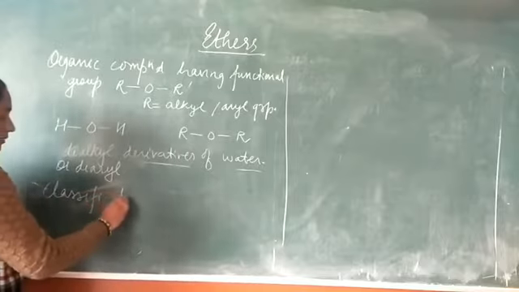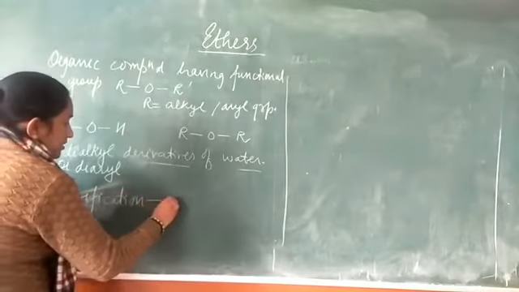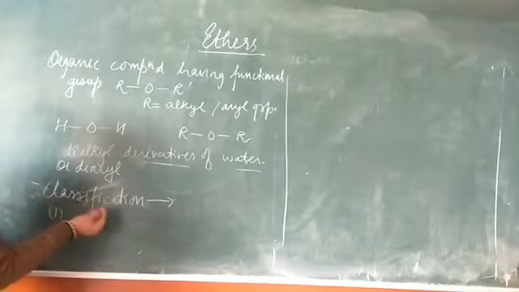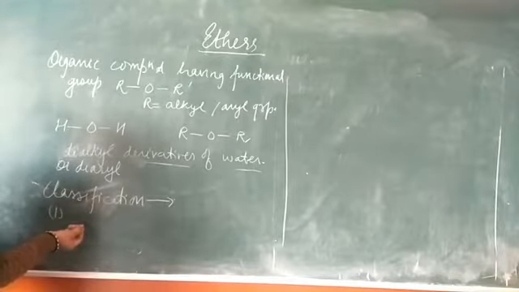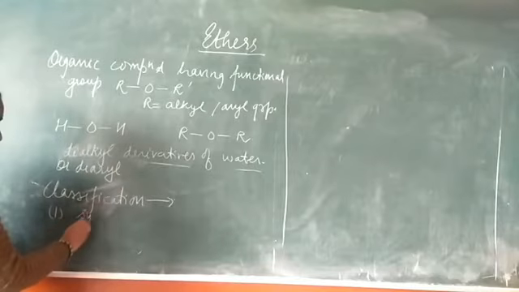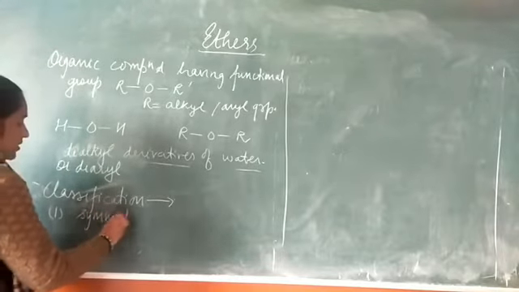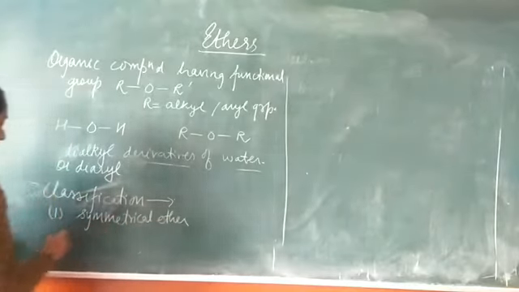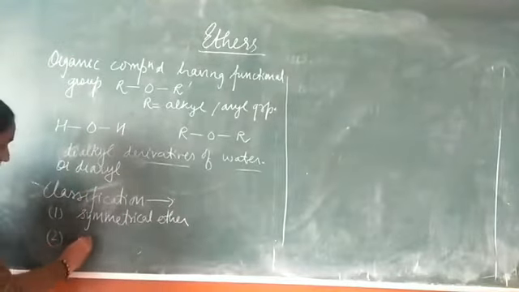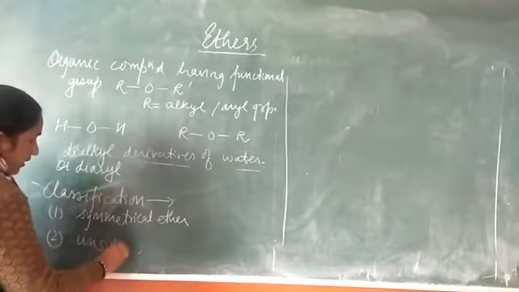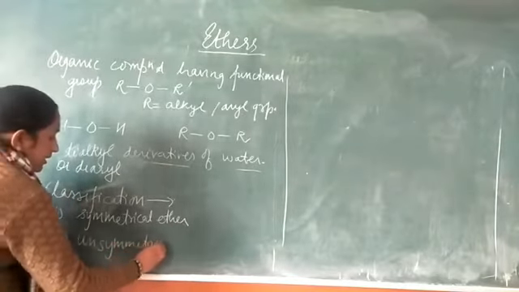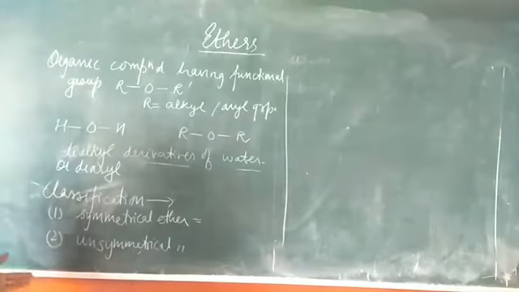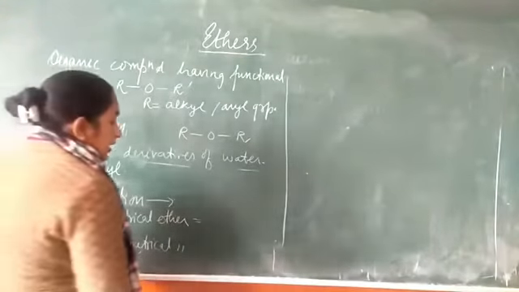Students, the next thing that comes is the classification. Ethers can be classified, first, into symmetrical and unsymmetrical ether. So the first classification is the symmetrical ether or the unsymmetrical ether.